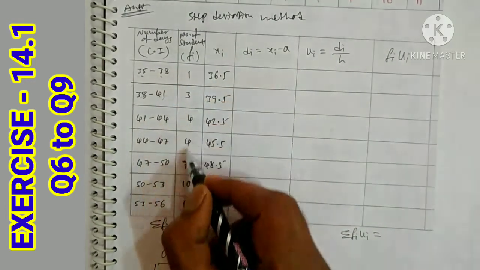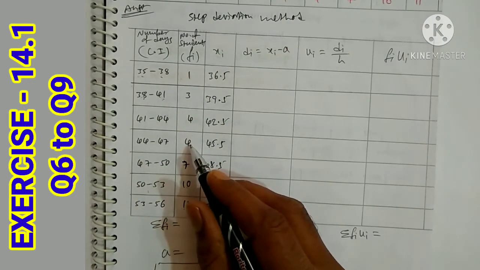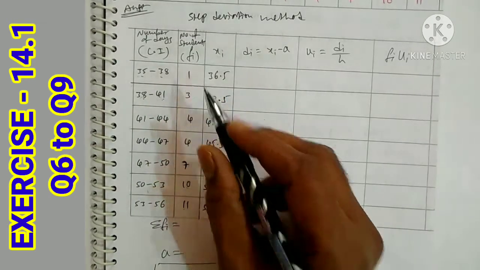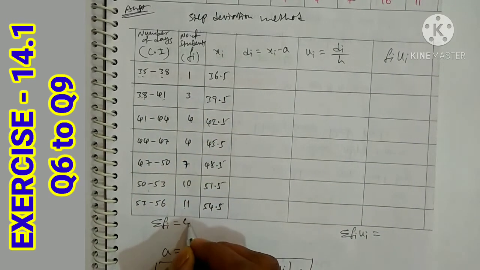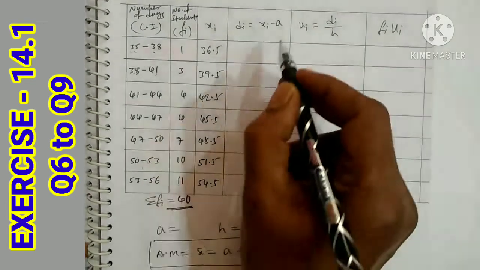Here you find the total. 1 plus 10 is 11, 11 plus 10... 21 plus 7 is 28, 28 plus 4 is 32, 32 plus 4 is 36, 36 plus 3 is 39, 39 plus 1 is 40. Sigma Fi is 40. Now you select the A.